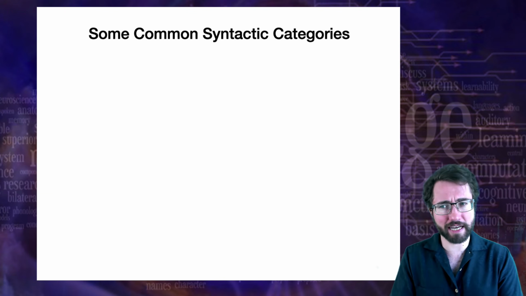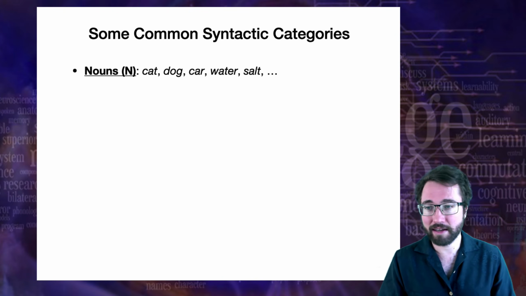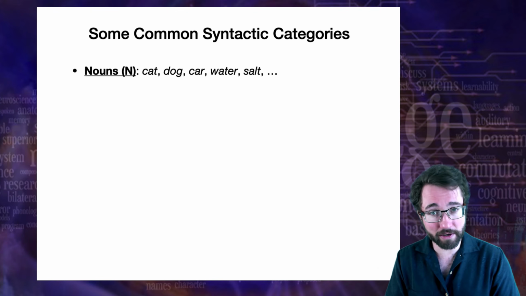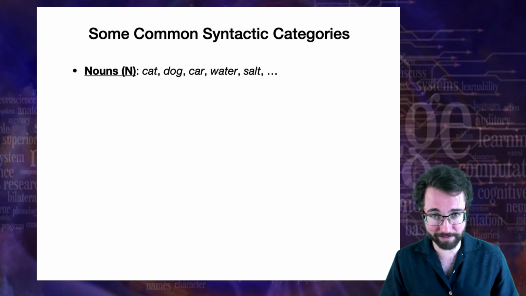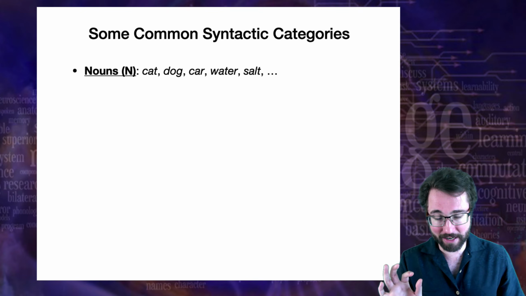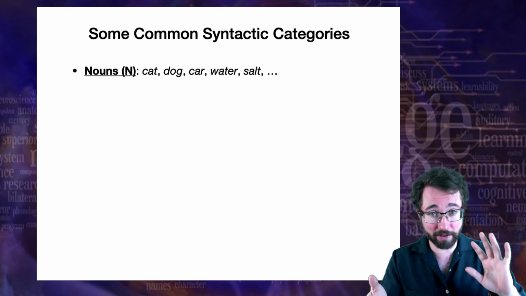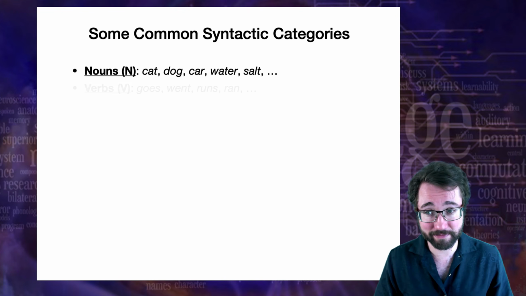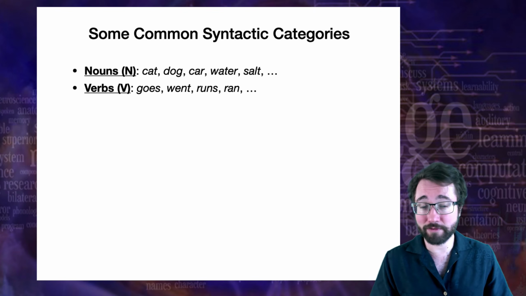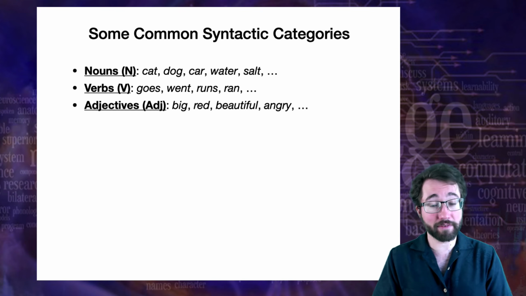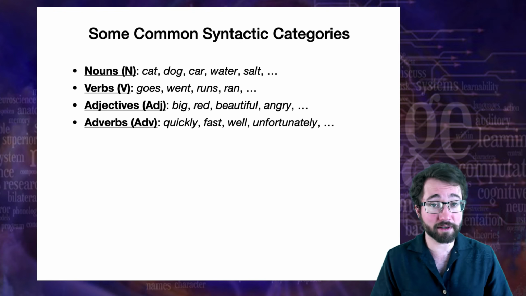So let's go through a few of the common syntactic categories that you're going to see in English and also in other languages. Nouns are things like cat, dog, car, water, salt. They're words that refer to entities in the world. But what defines them as syntactic categories is not what they mean. It's the fact that all the words within this category can be substituted one for the other without making a sentence ungrammatical. You have verbs like goes, went, runs, ran. Verbs are abbreviated V. You have adjectives like big, red, beautiful, angry. You have adverbs like quickly, fast, well, unfortunately.